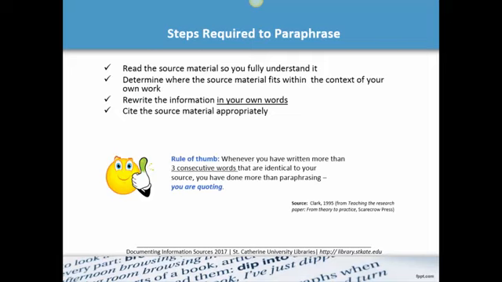The steps required to paraphrase are shown here. First, read your information source so you have a thorough understanding of it. As you write your paper, determine where this source fits into the context of your paper. Next, rewrite the details or ideas from the source in your own words. In later slides, I'll give you some techniques for doing this. And finally, be sure to properly cite your source.